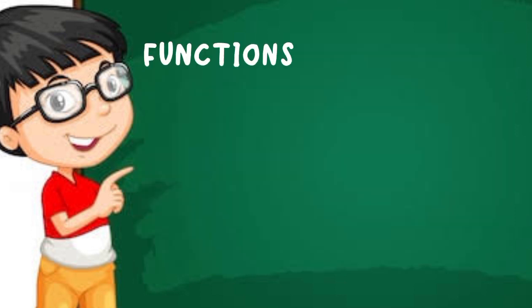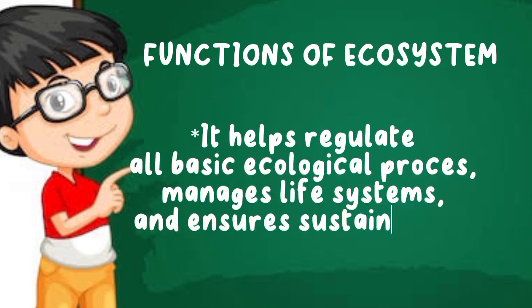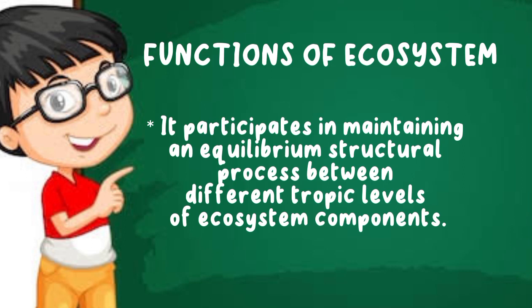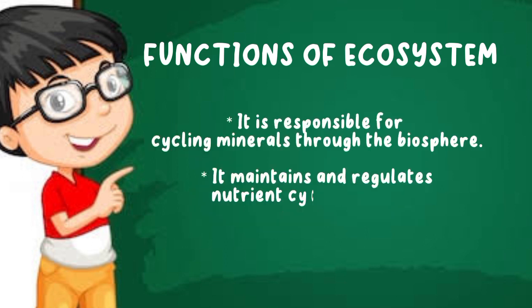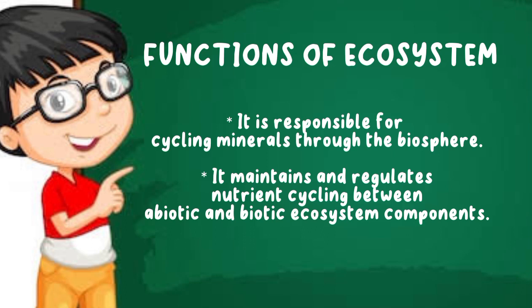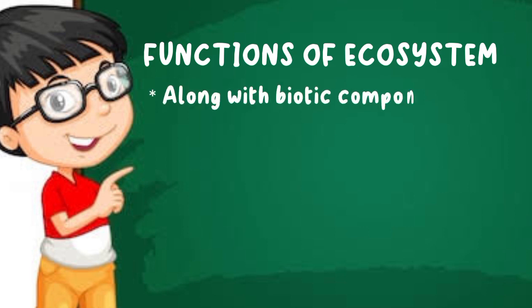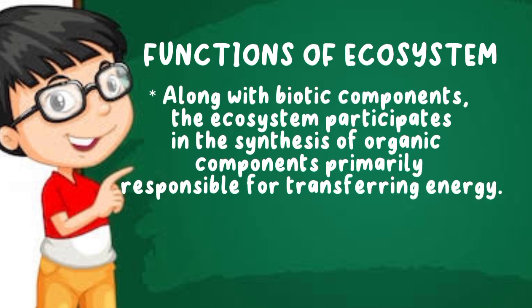The function of ecosystem: it helps us regulate all basic ecological processes, manages life systems, and ensures sustainability. It participates in maintaining an equilibrium structural process between different trophic levels of ecosystem components. It is also responsible for cycling minerals through the biosphere. It maintains and regulates nutrient cycling between abiotic and biotic ecosystem components. Along with abiotic components, the ecosystem participates in the synthesis of organic components, primarily responsible for transferring energy.